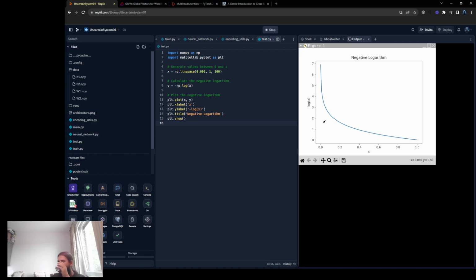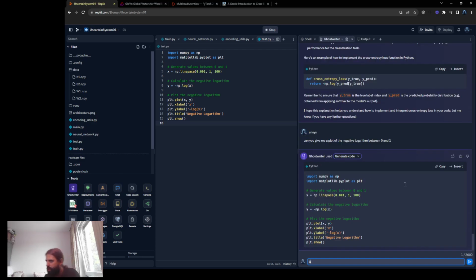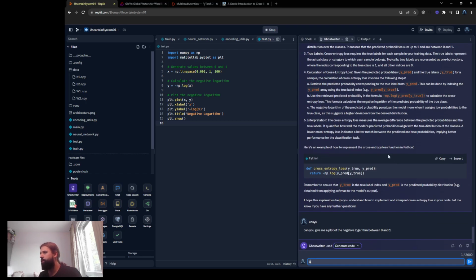So yeah, the lower, okay, so the lower, it's kind of what you want, right? The lower the probability, the higher the number, but then it's negative.